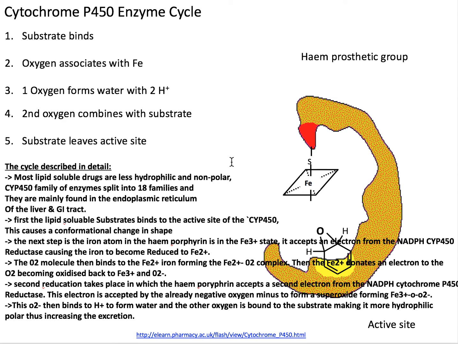A second reduction takes place, in which oxygen is reduced to form a superoxide. This superoxide is then removed and combines with protons to form water, and the leftover oxygen is then transferred to the drug to form a chemical bond. For example, in this case it will be an epoxide. So it forms an oxidation.